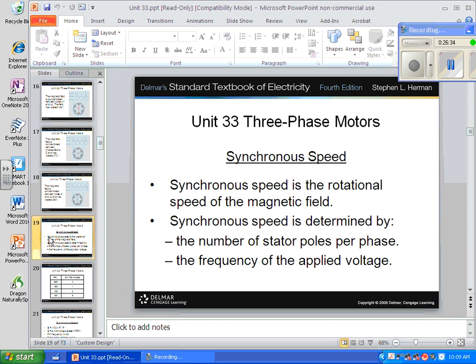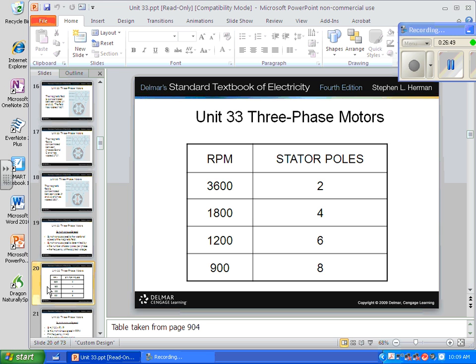Okay, in three-phase there are synchronous motors. Rotational speed of the magnetic field is determined by the number of stator poles per phase and the frequency of the applied voltage. And this is not just individual stator poles, this is pairs of poles. So if we have 2 pairs of poles, it'll turn at 3,600 RPM. You'll notice that it goes slower and slower the more poles there are. So a 4-pole motor will turn at 1,800. A 6-pole will turn at 1,200. An 8-pole will turn at 900.